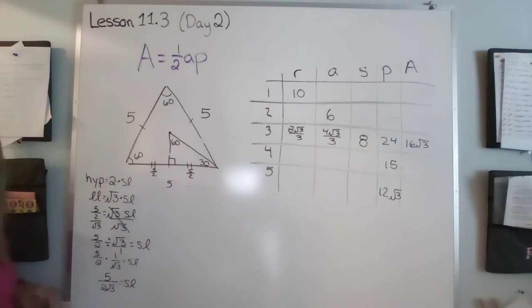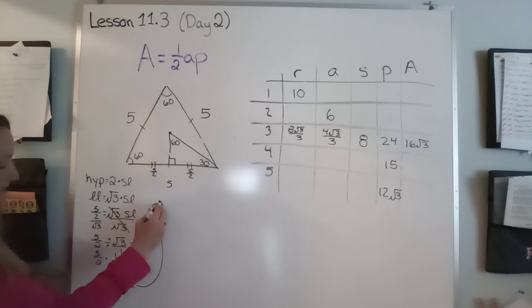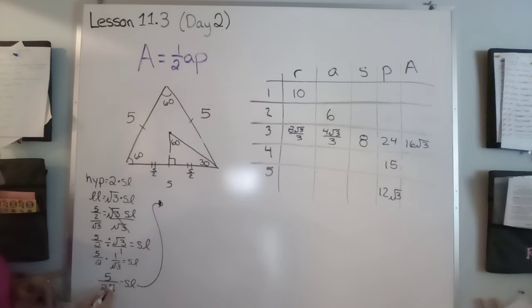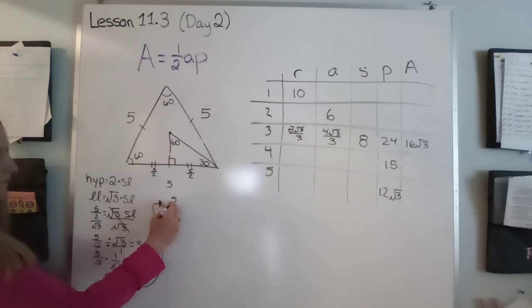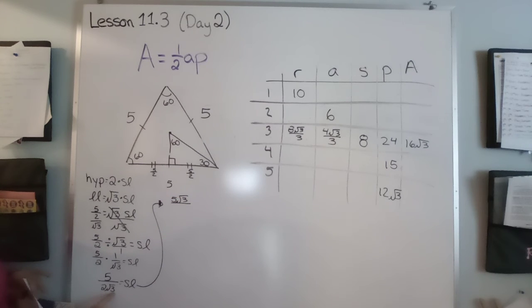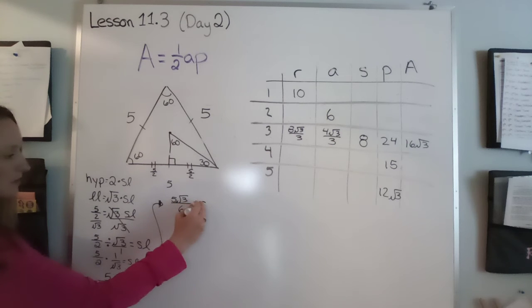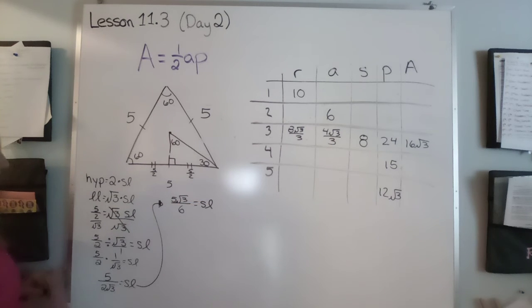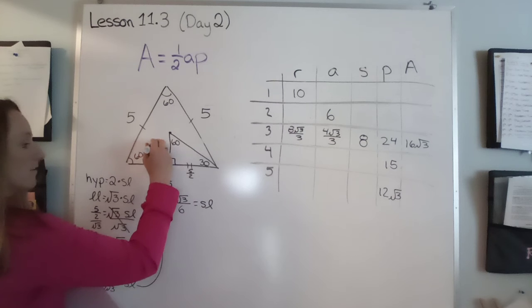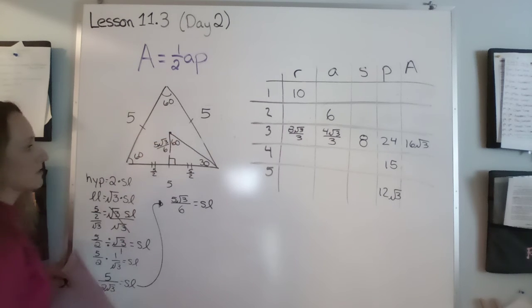But we all know we can't leave a radical in the bottom of the fraction, so I have to rationalize. I'm going to multiply top and bottom by root 3. So I'm going to have 5 root 3 over, when I multiply the bottom, root 3 times root 3 is 9. Root 9 is 3, so it's 3 times 2 to get 6. That is my short leg.